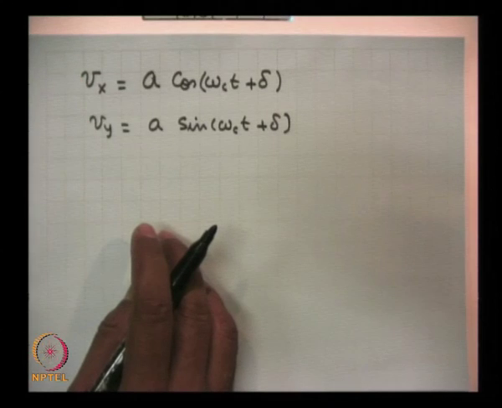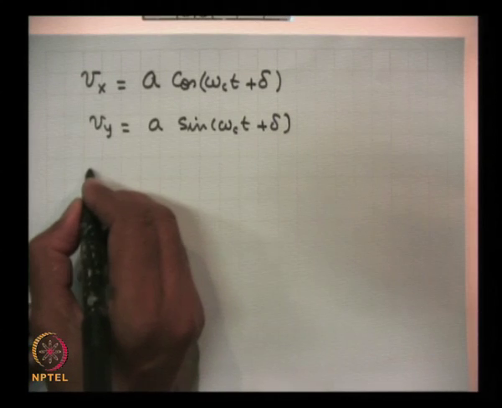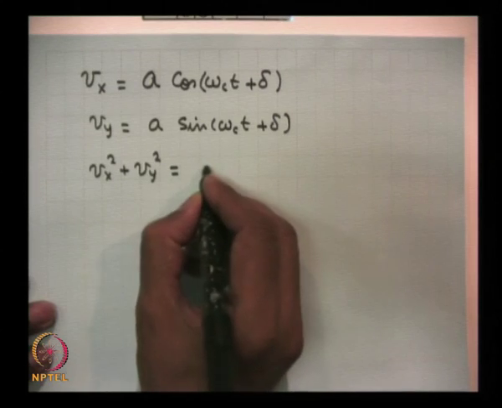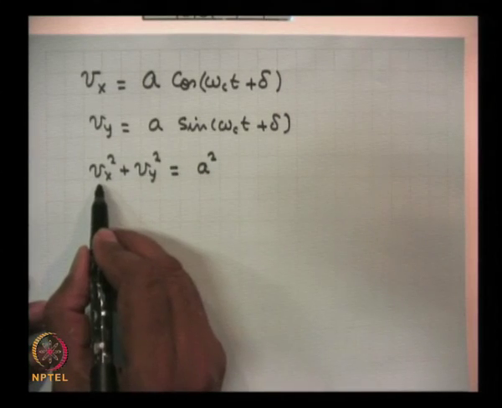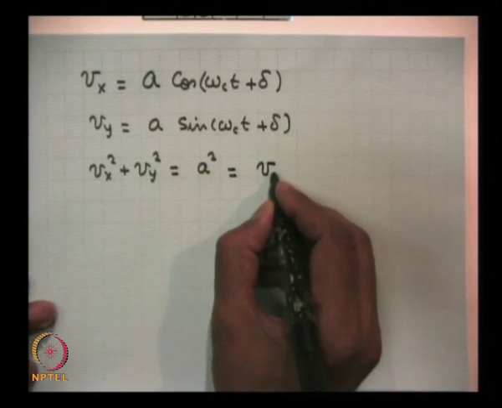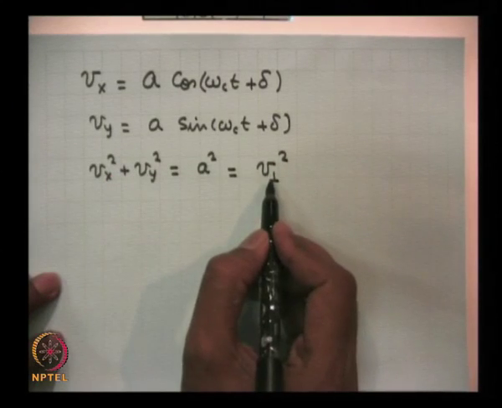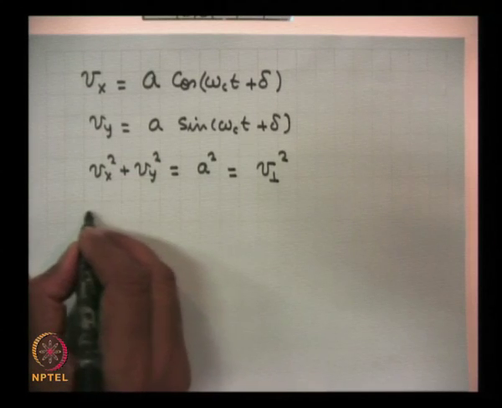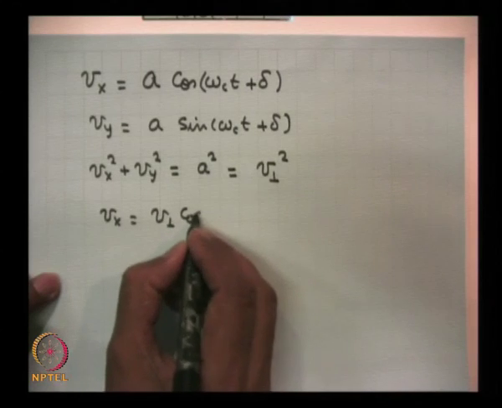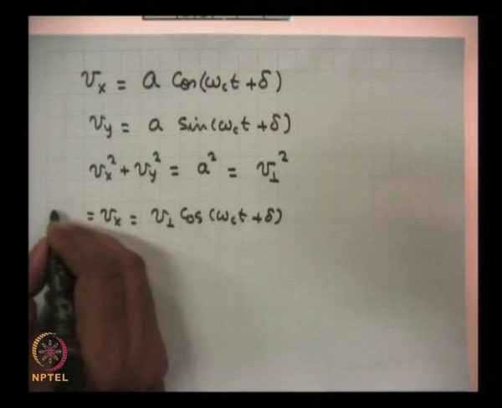So, these two I obtain, and you may note one thing in here, that Vx square plus Vy square, if I add, they give me A square. So, A is a constant, means Vx square plus Vy square is a constant. This is usually given a symbol V perp square. So, rather than writing A, I will write down a symbol V perp. Then this equation becomes Vx is equal to V perp cos of omega ct plus delta, but Vx is the same thing as dx by dt.